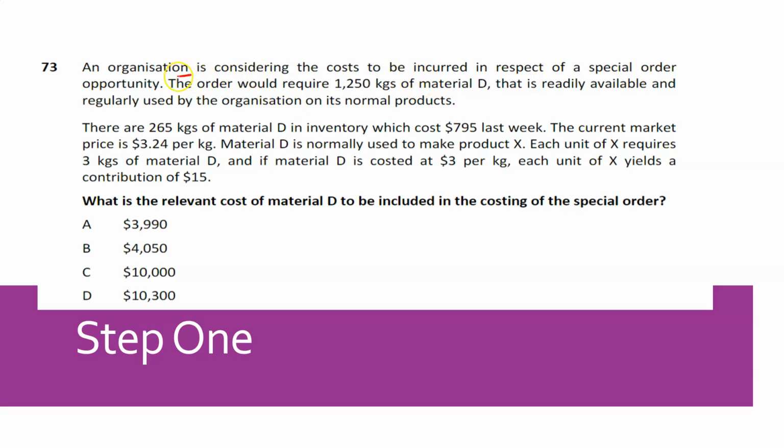Doesn't matter. So an org is considering the cost to be incurred in respect of a special order opportunity. The order would require 1,250 kilograms of D. It is readily available and regularly used by the organization. Because it is regularly used by the organization, we could almost pretend we just have to go out there and buy this stock for our project. Fair enough, if you use the one in-house, you're going to have to replace it. This is almost irrelevant because whatever happens, if you take this, you're going to have to go out there and replace this 265 and then buy the additional stock you need. So feel free to just think about what's going on.